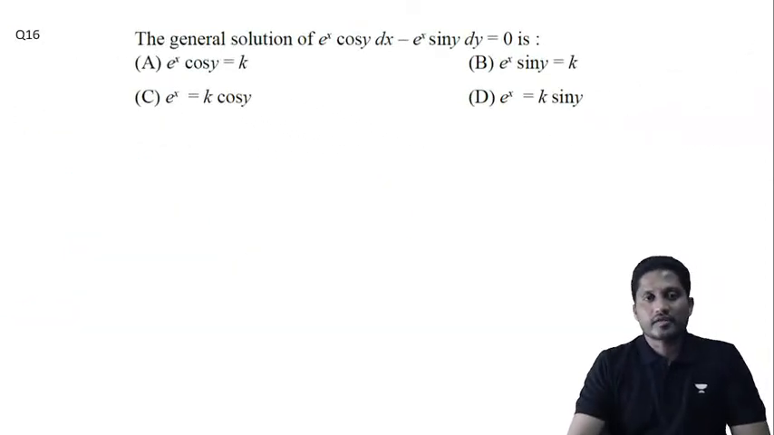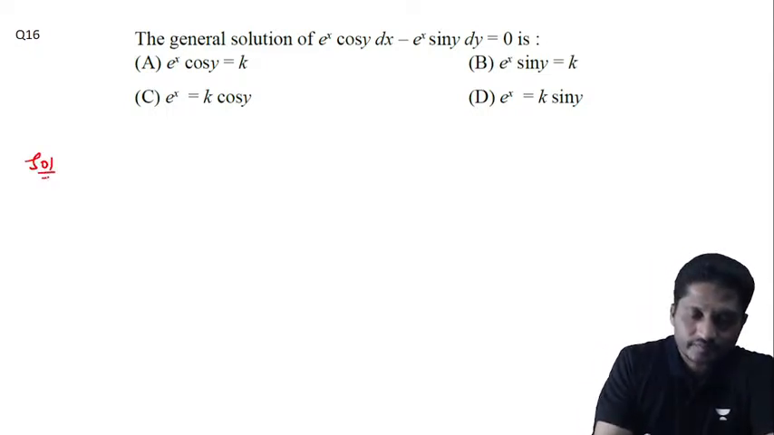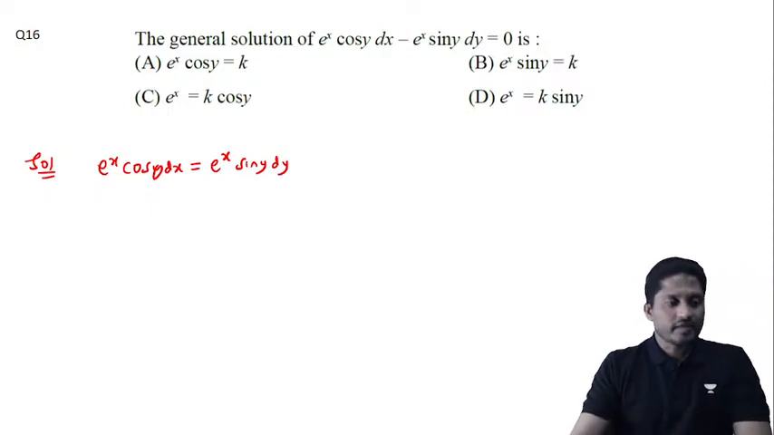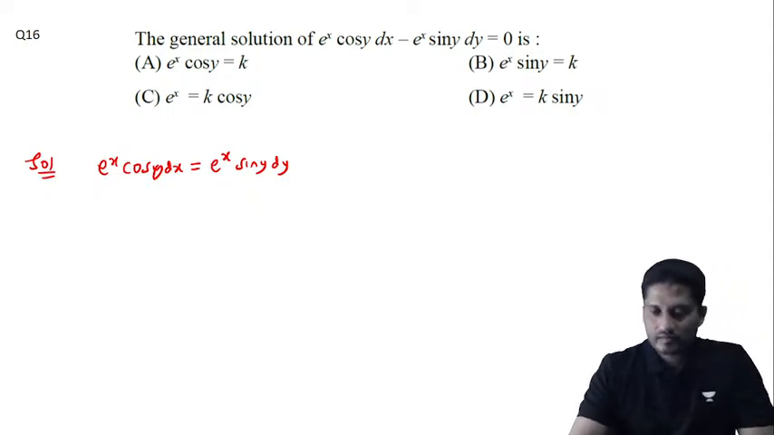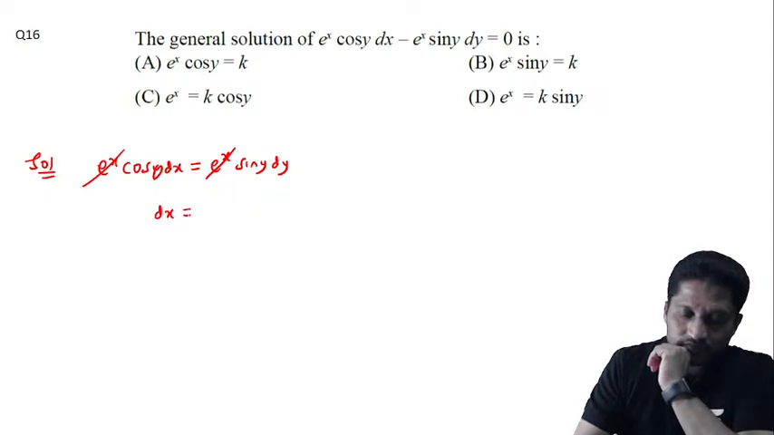Alright, the general solution of the equation is, if I separate the variables, e power x into cos y into dx is equal to e power x into sin y into dy. If I separate the variables now, I can cancel e power x. This can be written as dx is equal to sin y divided by cos y, and then dy.